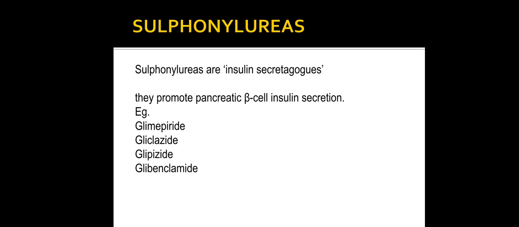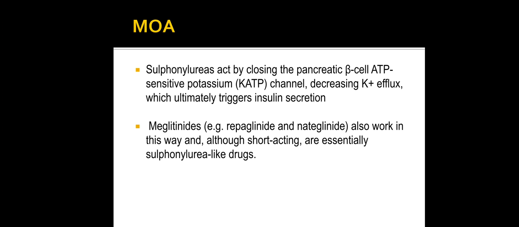It's important to know the generic names of these drugs, because if you are not familiar with the brand names, then the chances of a prescribing error are very high. Therefore it's important to know the generic names and their doses. Glimepiride is the most commonly used sulfonylurea, which you would have come across in the prescriptions that you have gone through. Sulfonylureas act by closing the pancreatic beta cell ATP sensitive potassium channel. It decreases the potassium efflux, which ultimately triggers insulin secretion.